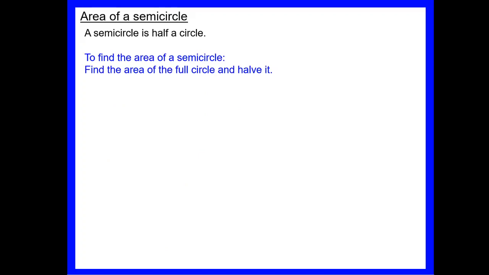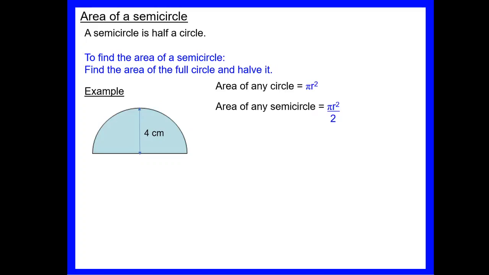Okay, so we're going to start with the area of a semicircle then. So a semicircle is half a circle. So to find the area of a semicircle, we find the area of a full circle and we half it. So here's an example. This is a semicircle. We've been told it has a radius of 4 centimeters. That's from the center to the outside edge of the circle.